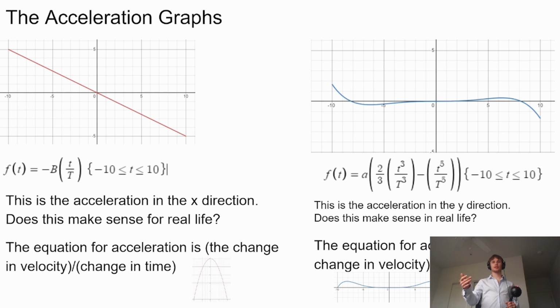We can also see this for the y direction. Makes sense in real life. And we know it's the change in velocity over a change in time. So it's a derivative of this bottom graph, and it makes perfect sense, right?